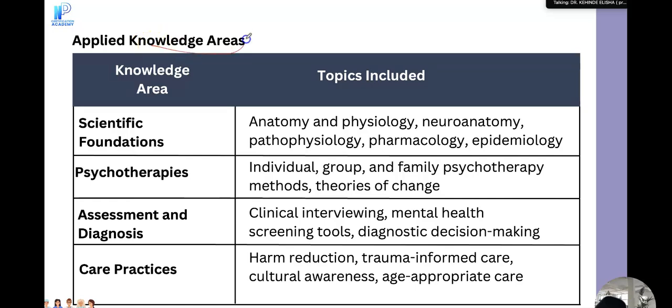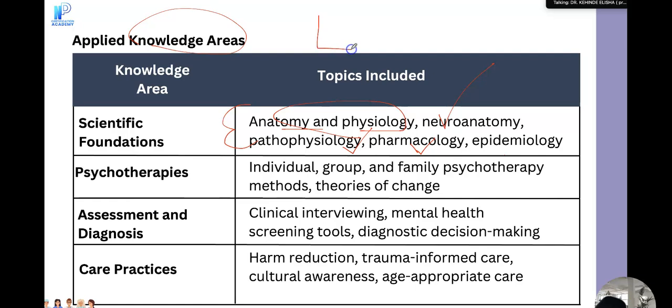So how do we apply knowledge? What should we apply to those knowledge areas to help us solidify our learning? We must have the basic understanding of A&P. They are not asking you about A&P, but we must know neuroanatomy. We must know neurophysiology. We must know the neurotransmitters and how they affect our patient's brain. And then we're going to connect that dot with psychopharmacology.